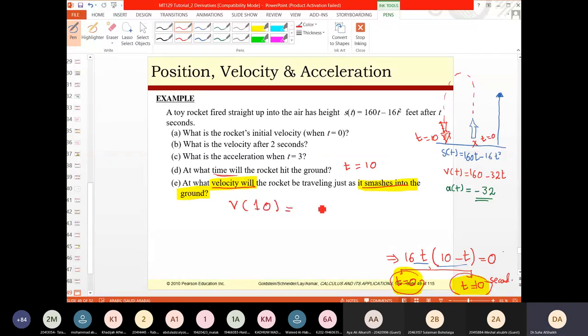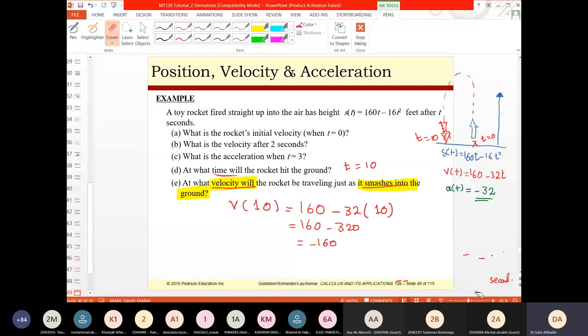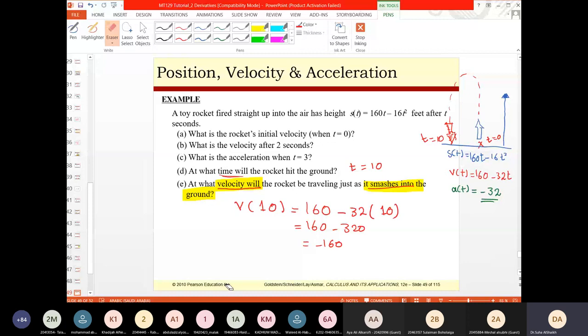Okay, Khadija, excellent. So this will be 160 minus 32 times t, and the t is changed to 10. This equals 160 minus 320. This equals minus 160. Notice that the velocity is negative. What does negative velocity mean? It means it is decreasing. Okay, this makes sense. The speed keeps getting less and less until it hits the ground. Clear?